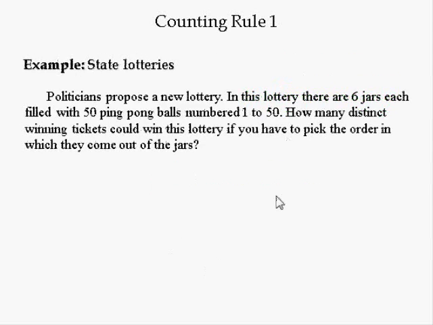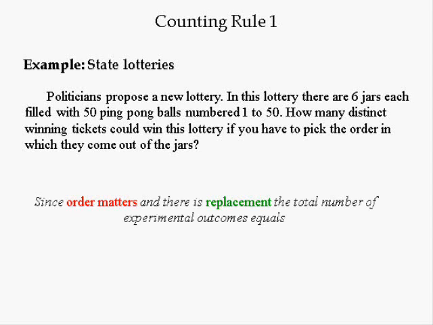Here's an example. Politicians propose a new lottery. In this lottery, there are 6 jars, each filled with 50 ping pong balls, numbered 1 to 50. How many distinct winning tickets could win this lottery if you have to pick the order in which they come out of the jars? Since order matters and there is replacement, the total number of experimental outcomes equals 50 times 50 times 50 times 50 times 50 times 50 times 1 divided by 1 factorial.